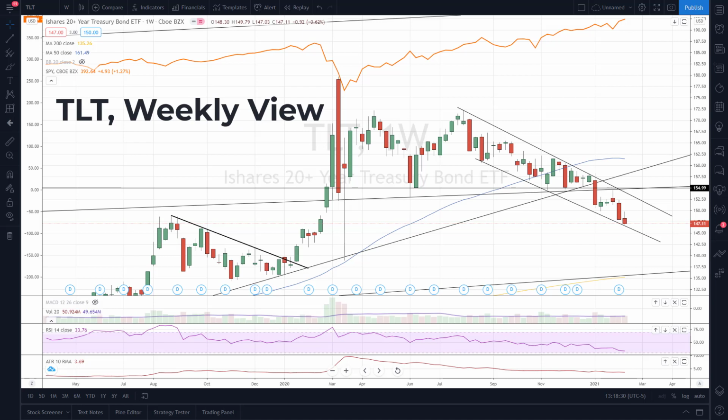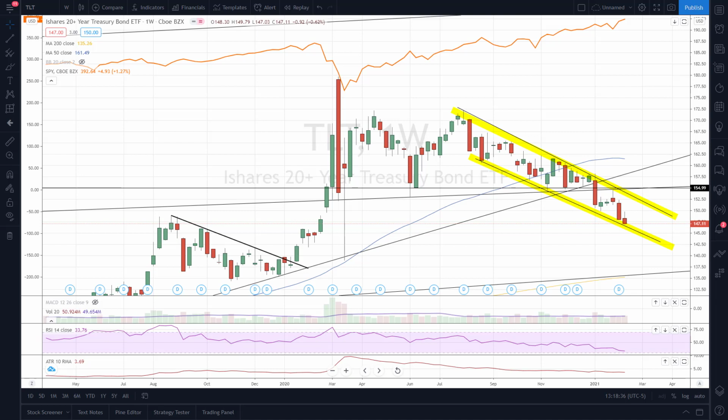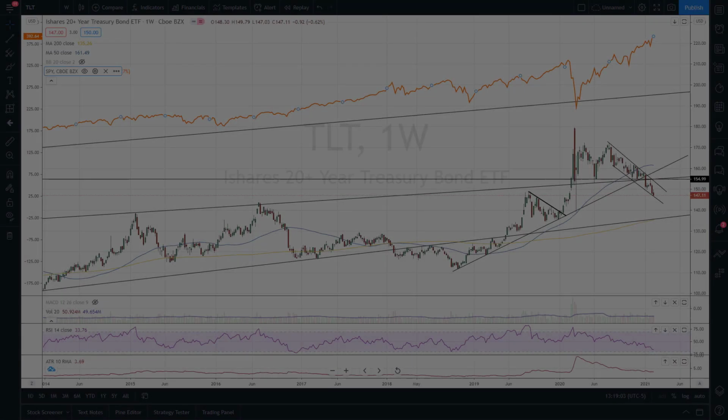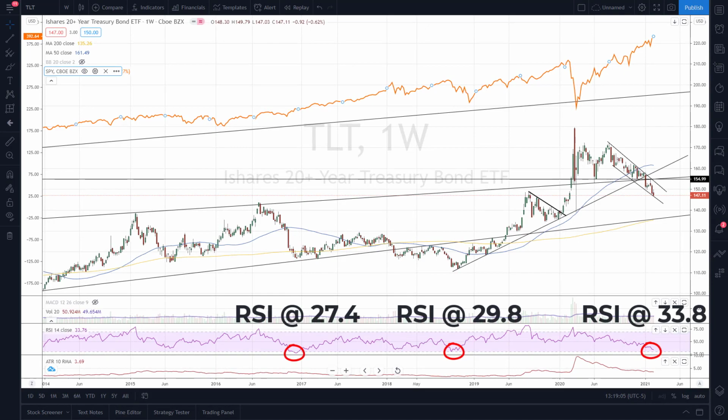Looking at the TLT weekly view, price is approaching the bottom line of the bearish channel, so next week could be key in determining if the channel holds or if prices will accelerate to the downside. We have horizontal support around 141.80 and additional support around the $134, $135 area, which also happens to be the 200-week moving average. RSI is approaching levels where price tends to find short-term support.